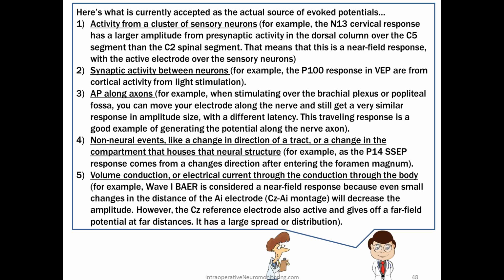And then you have non-neural events like a change in direction of a tract or a change in the compartment that houses that neural structure. So for example, the P14 upper extremity SSEP response comes from a change in direction after entering the foramen magnum. So this is a far field response that has multiple generator points. One of them is the cuneate nucleus response. The other is this change in direction as the dorsal column crosses over and becomes the medial lemniscus. And then it has some other generators up into the brainstem.